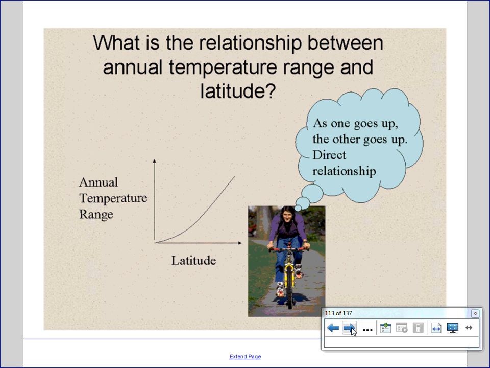So when we talk about latitude and we talk about the temperature range, we see that there is a direct relationship. The further you get away from the equator, the greater the temperature range. Whereas at the equator, the temperature tends to stay more flatline, more of the same. It's always warm at the equator. They don't get really cold temperatures, so it tends to stay closer to constant. Whereas towards the poles, you're going to get a bigger difference.